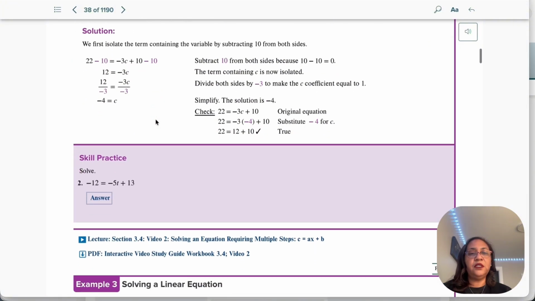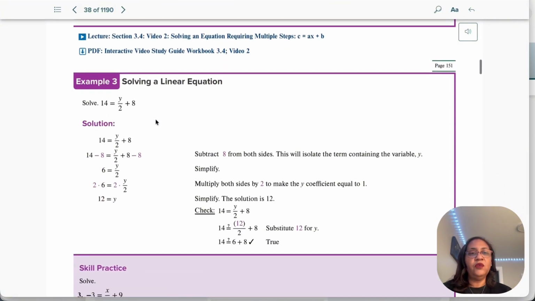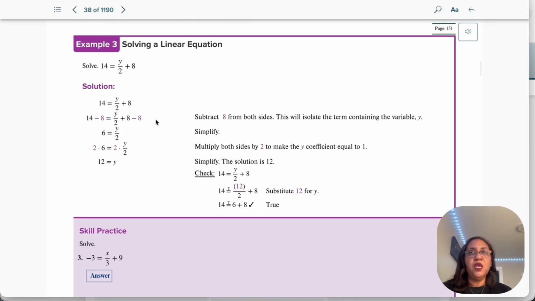So just practice. Go through the examples. When I learned algebra, what I did was every example in the book. That's what I did. And I kept practicing until I was confident that I could solve equations.